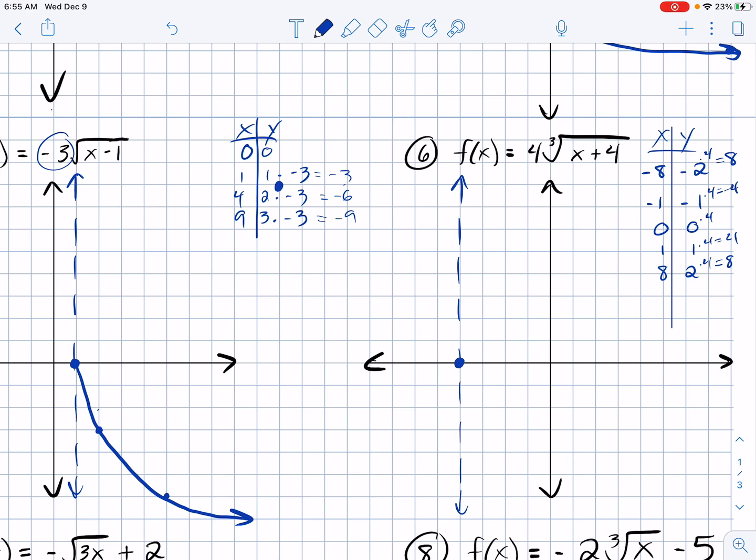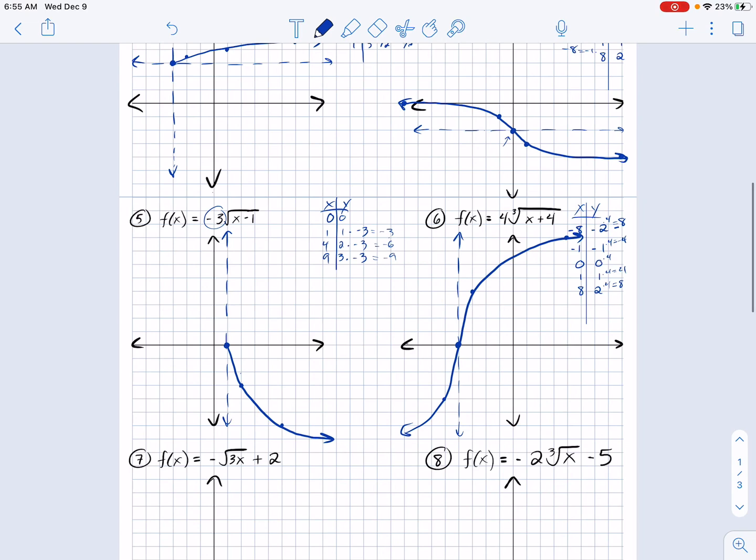Way up here, sorry, I'm a little off my graph. -1, +4, 1, 4. Oh, I'm sorry, those should be down below. -1, -4. There we go. Let's fix those points. +1, +4, and +8. +8. All right, so we have something like this. Very, very steep vertical stretch because we are multiplying by 4. All right?